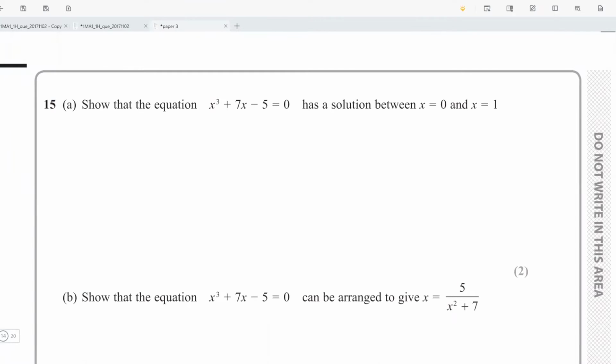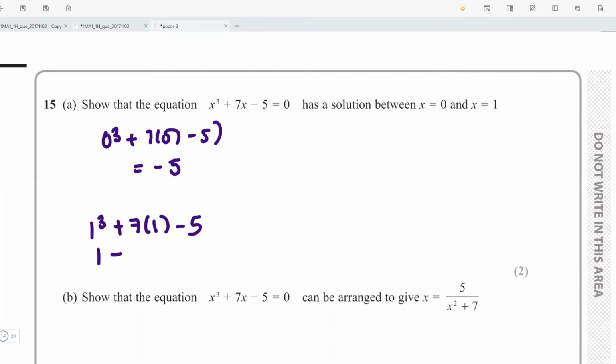Okay, so show that this equation has a solution between x equals 0 and x equals 1. Well, the first thing is you just substitute 0 and 1 in. So 0 cubed plus 7 times 0 minus 5. Well, that just is minus 5. 1 cubed plus 7 times 1 take away 5. 1 add 7 take away 5. That is 3.